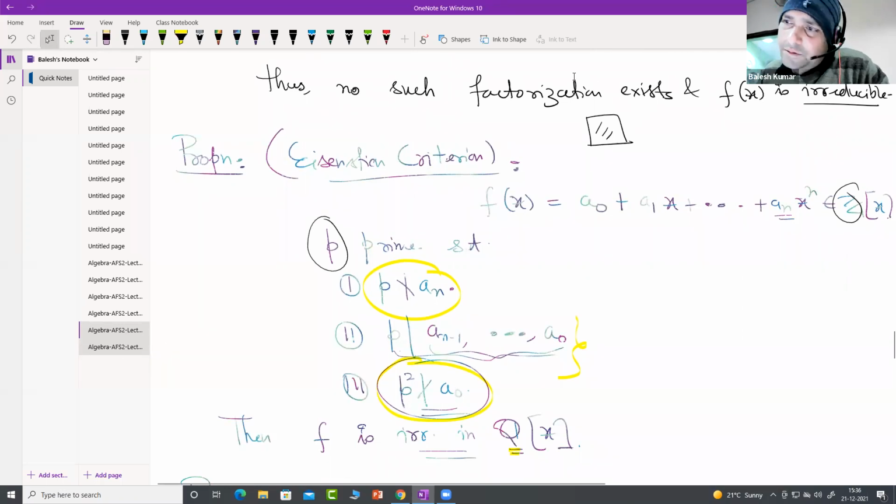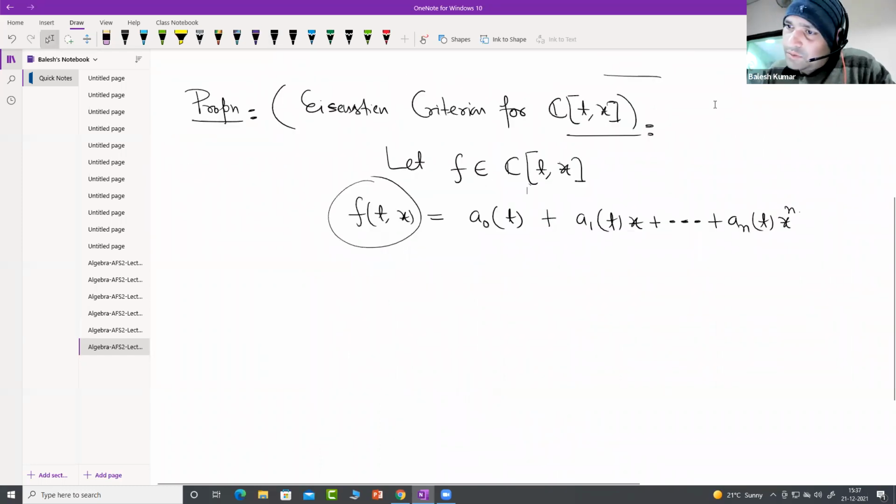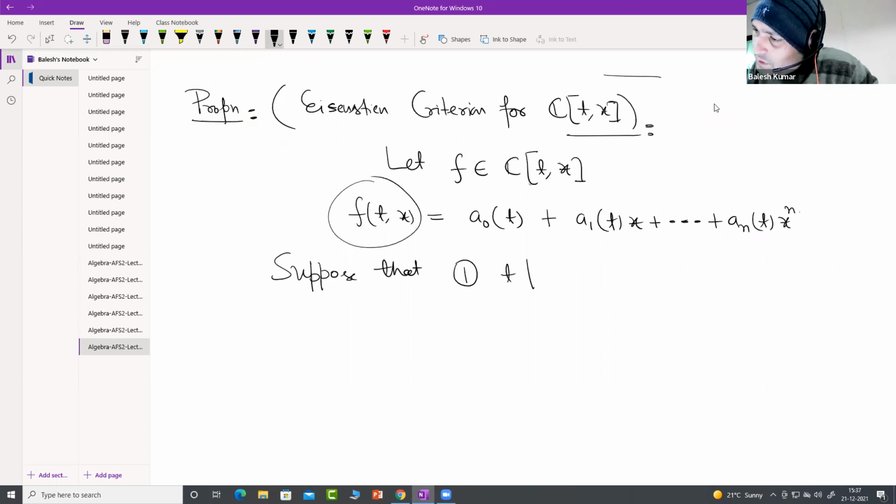So what we will have is that we have to take an irreducible element inside this C[t][x] with respect to the variable t, and it is very visible that t will be an irreducible element. So let us start with this assumption: suppose the first condition is that t does not divide the leading coefficient a_n(t). That means a_n(t) is not a multiple of t.